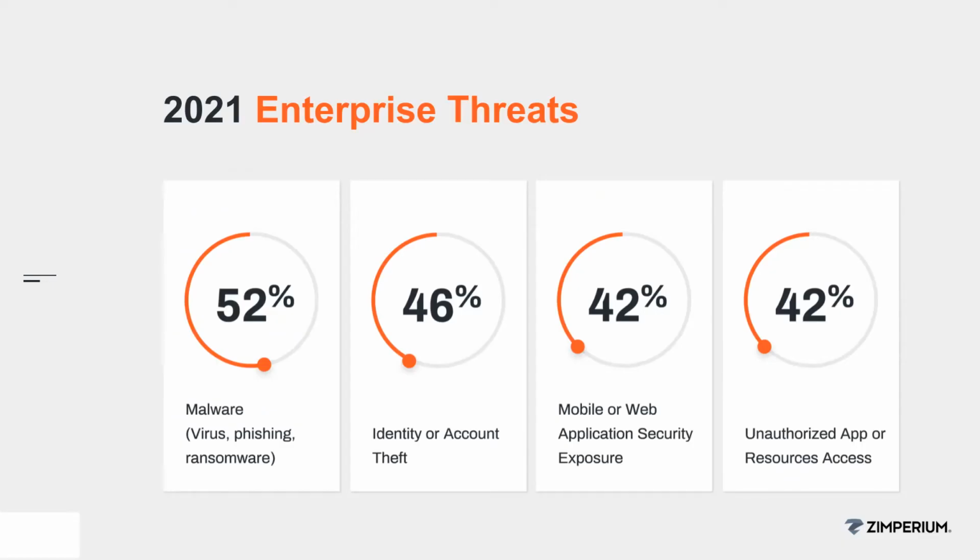So when we also surveyed that group of IT and security leaders, we saw that 52% reported malware through viruses or phishing and ransomware were threats that they encountered in 2021. Now, they were able to select multiple threats and attacks that they encountered because, as we all know, it's an ongoing process. You're going to run into more than one. 46% of them reported identity or account theft. That's incredible. And 42% tied here mobile or web application security exposure and unauthorized apps and resource access.